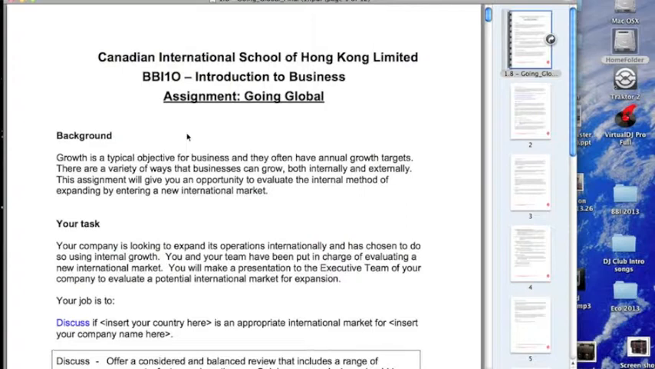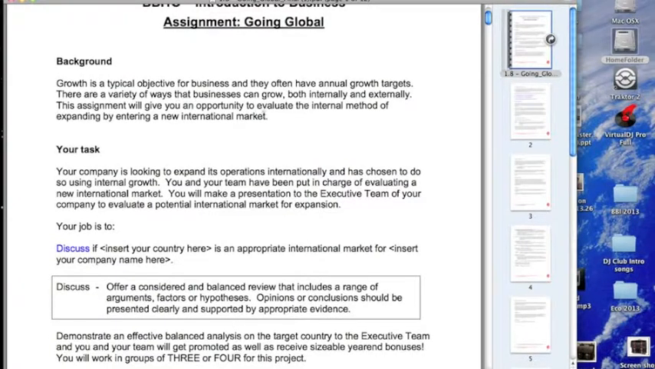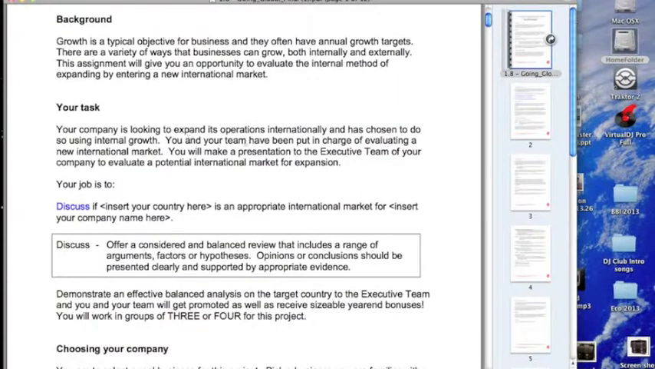Your goal is to find a company and see whether or not it will be successful moving to another country. It says growth is typically an objective for business, and they often have annual growth targets. There are a variety of ways a business can grow, both internally and externally. This time will give an opportunity to validate the internal method of expanding by entering a new international market. Your company is looking to expand its operations internationally and has chosen to do so using internal growth. You and your team have been put in charge of evaluating a new international market. You will make a presentation to the executive team of your company to evaluate the potential international market for expansion.